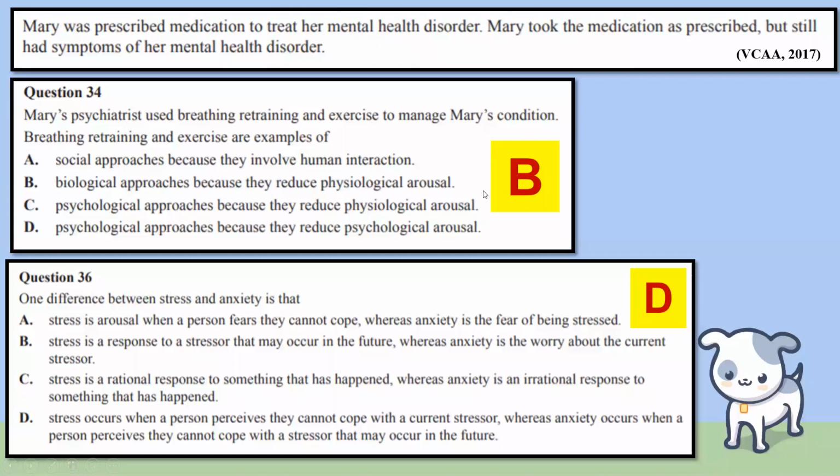Yep, so the best answers for both of those were B and D, because breathing retraining and exercise are biological approaches. And for question 36, the best option is D, because we're focusing on the idea that anxiety is always some kind of worry about the future, something that hasn't occurred yet, but you're anxious about what could happen in the future. And stress is about what's happening in the current moment. So that's why those answers are B and D respectively.